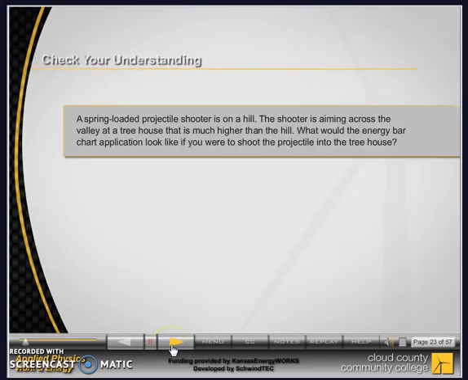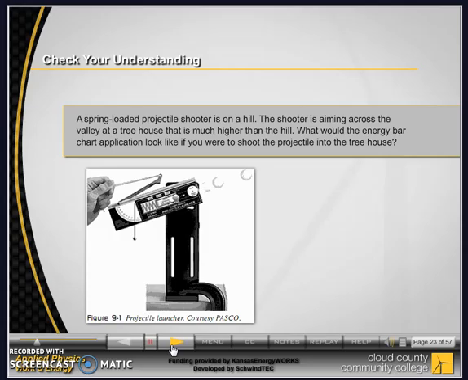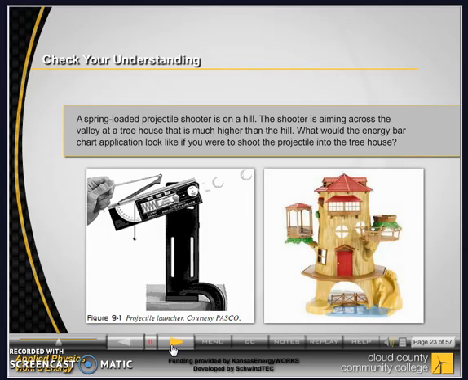A spring-loaded projectile shooter is on a hill. The shooter is aiming across the valley at a tree house that is much higher than the hill. What would the energy bar chart application look like if you were to shoot the projectile into the tree house?